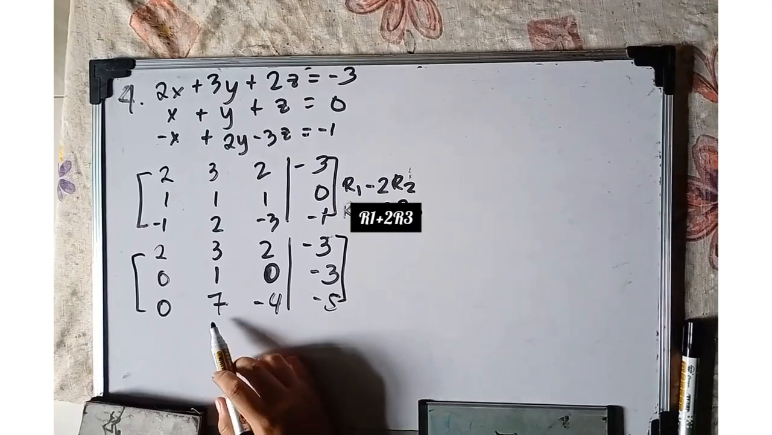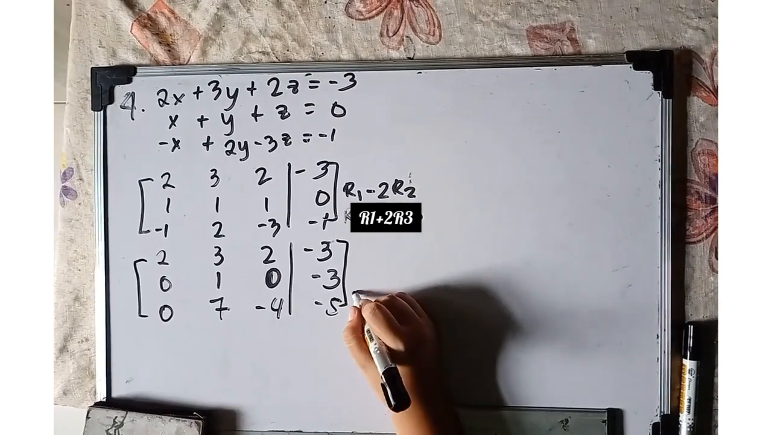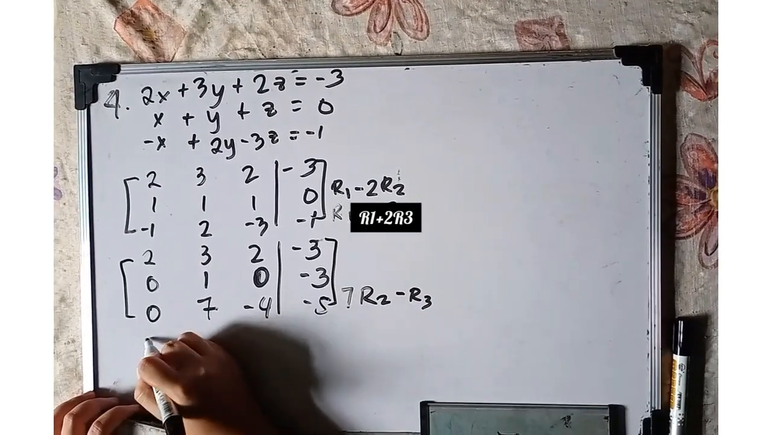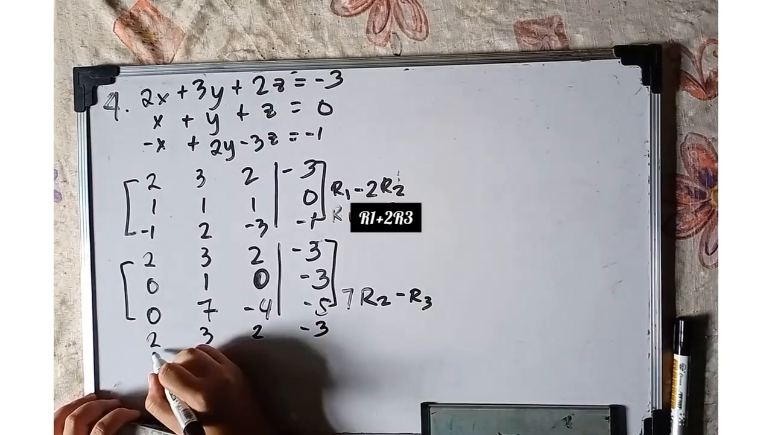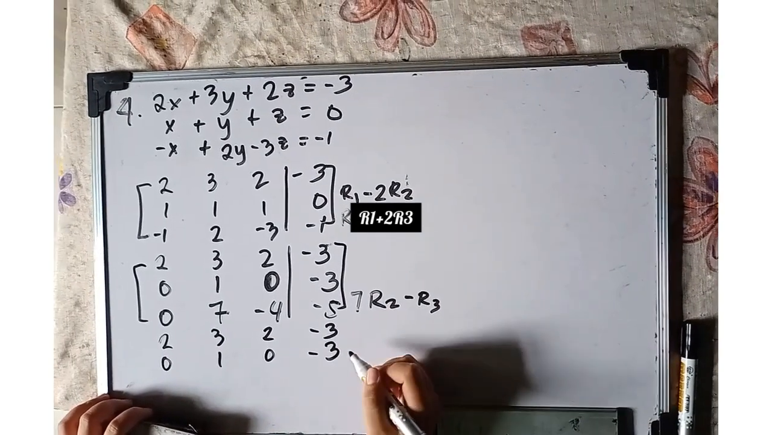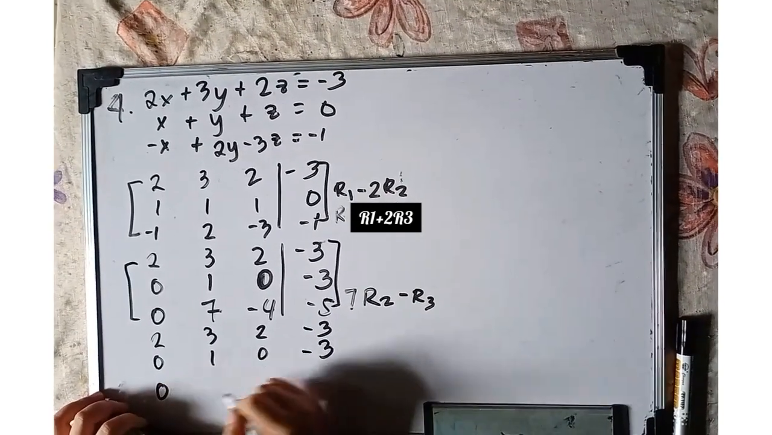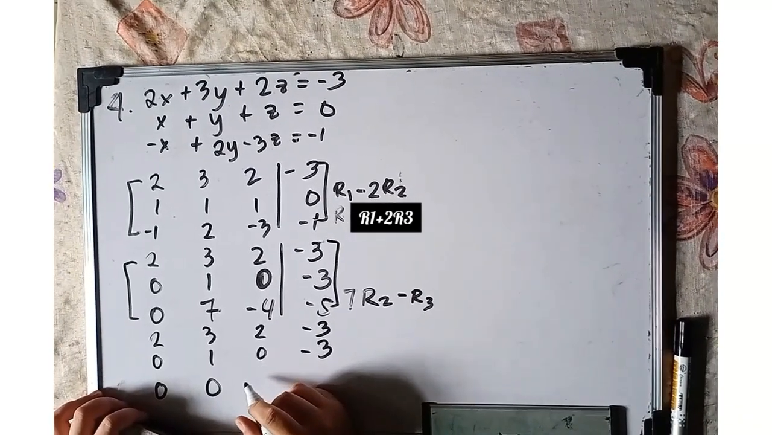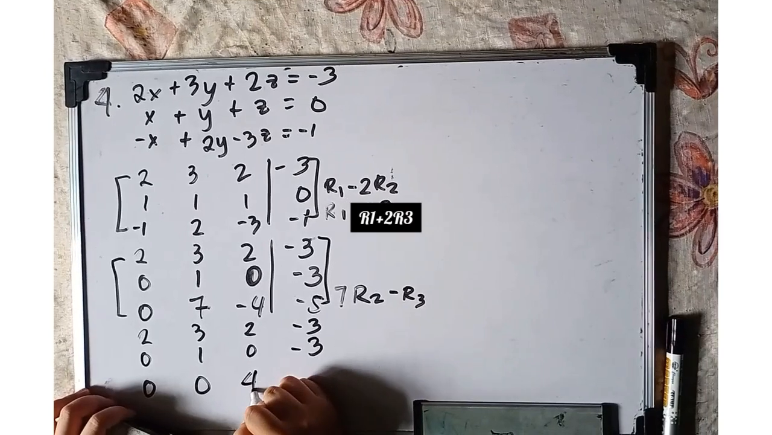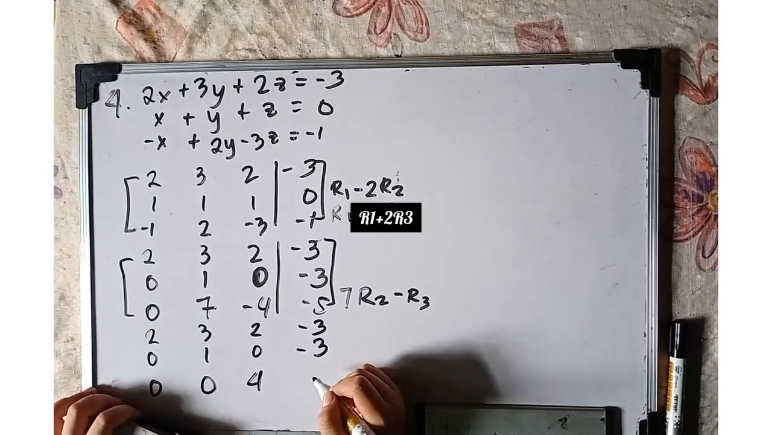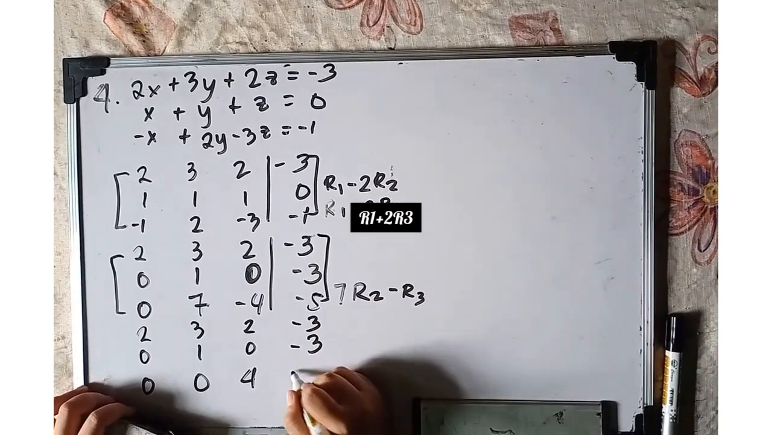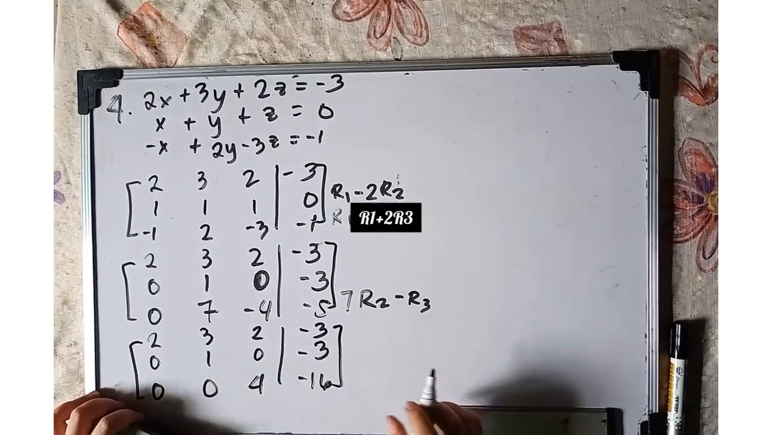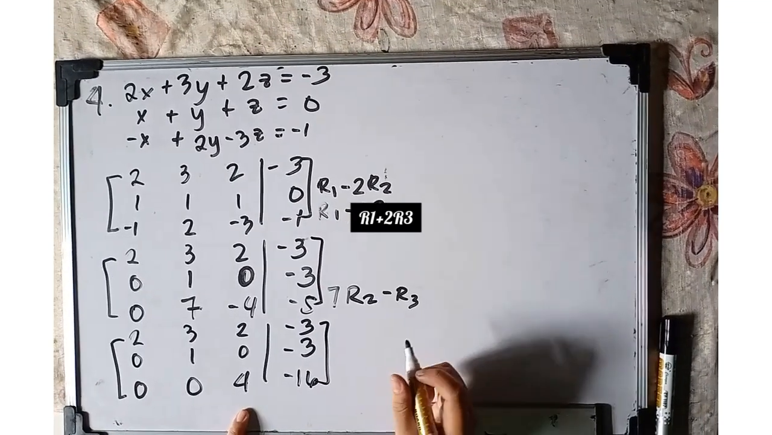So let us make this 7 into 0 by calculating 7 times R2 minus R3. So copy 2, 3, 2, negative 3, 0, 1, 0, negative 3. 7 times 0, 0 minus 0 is 0. 7 times 1 is 7 minus 7 is 0. 7 times 0 is 0. Minus 4 minus negative 4 is 4. And then 7 times negative 3 is negative 21 minus negative 5 is negative 16. So this 4, let us make that into 1.